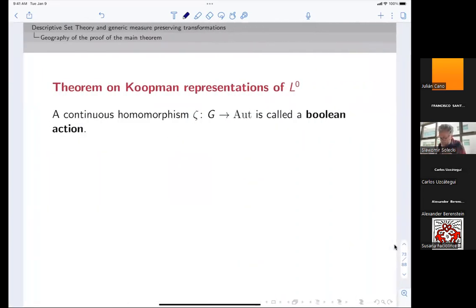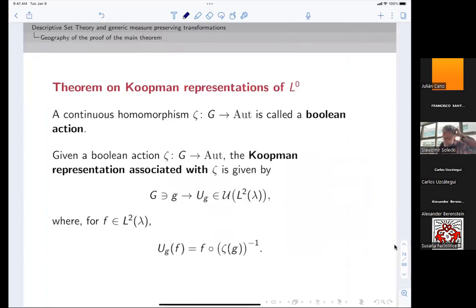So notice, how does this unitary stuff connect with Aut? Assume I have a Boolean action. So I have a homomorphism from a group to Aut. Every element g of G gives me ζ(g) in Aut, a measure preserving transformation. I can associate with it a representation on L2 of the Lebesgue measure.